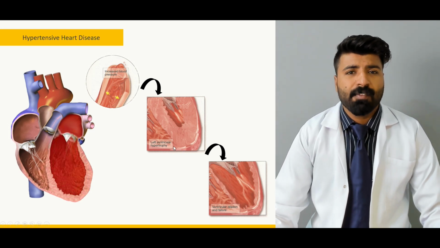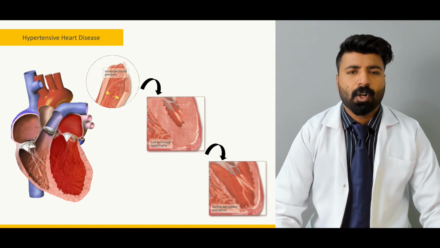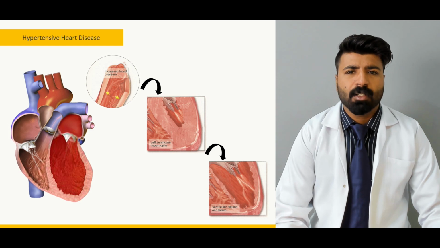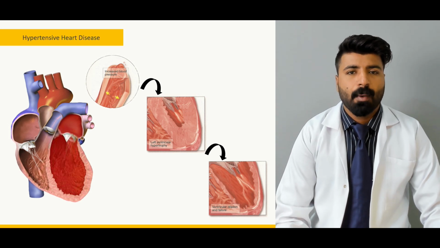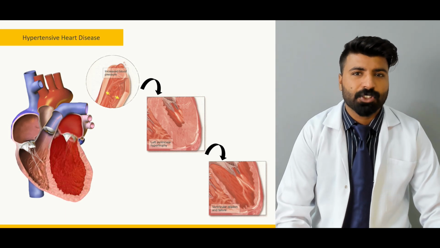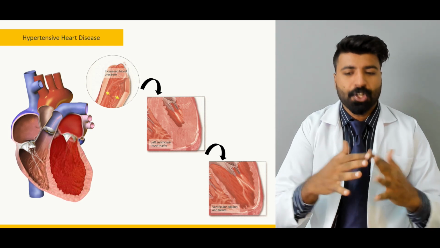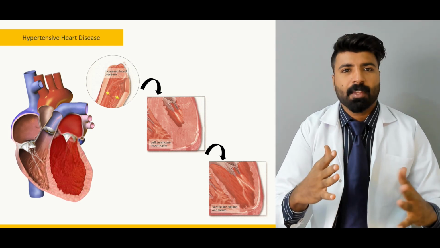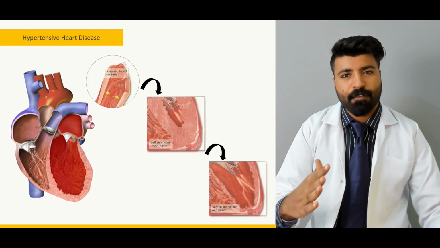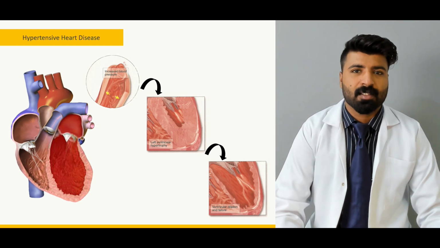So up to some point it will be physiological. Because we see athletes running around all day, they have left ventricular hypertrophy. But up to some limit, it's physiological. After that limit, it's pathological. After that limit, the nucleus moves away. And when the nucleus moves away, it's very difficult for even the heart to supply the blood to its own cells.